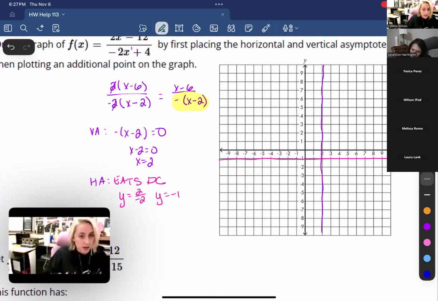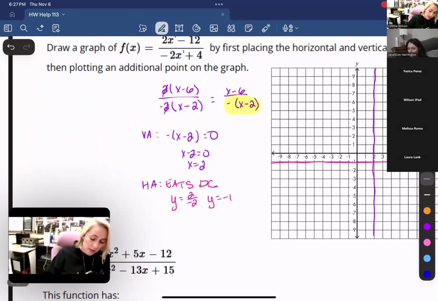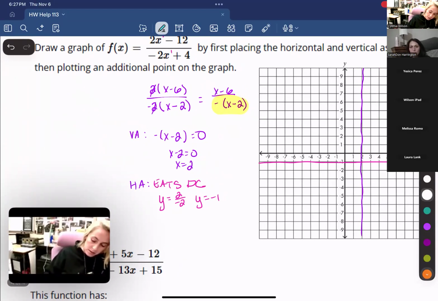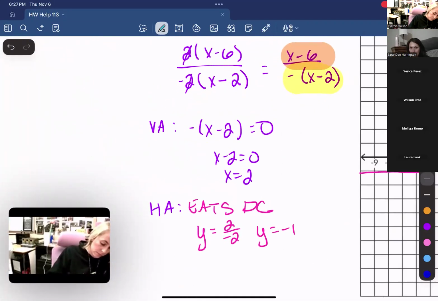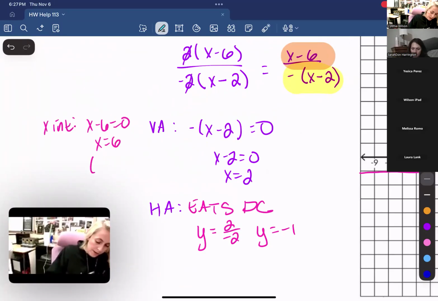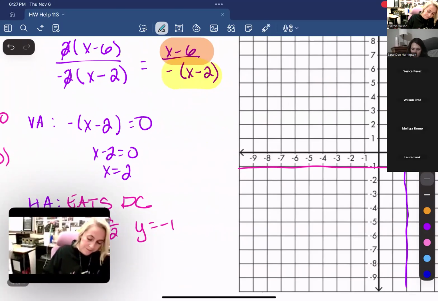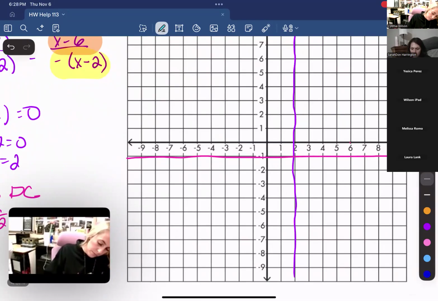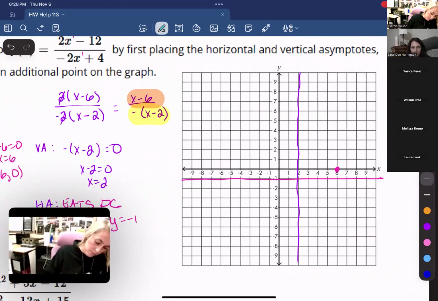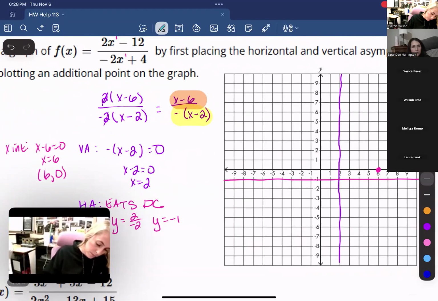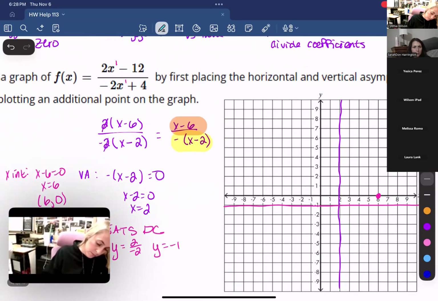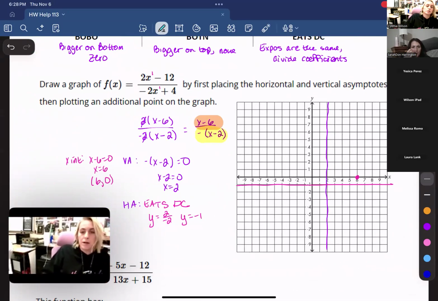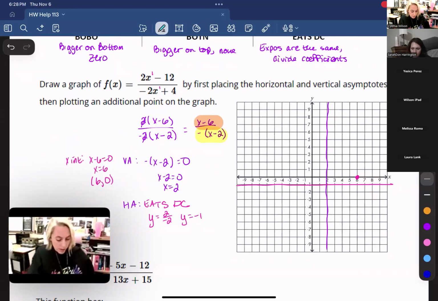And then the next thing you're going to find is the x-intercept, and that is the numerator equal to 0. So you have an x-intercept at (6, 0). Now I'm going to stop sharing on this screen and we're going to go back to the other one.